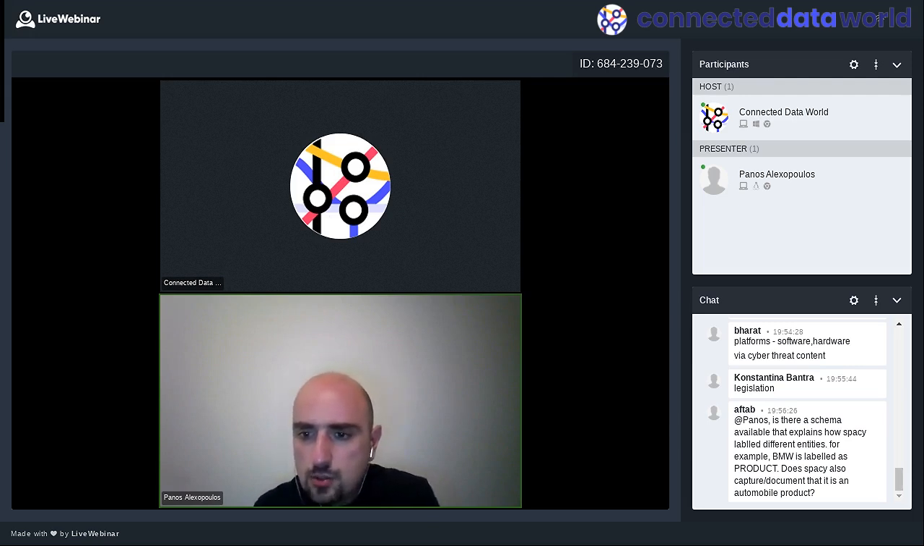Does spaCy also, a question by Panos, is there a schema available that explains how spaCy labels different entities? For example, BMW is labeled as a product. Does spaCy also capture that it is an automobile product? I think it's what I showed earlier. It doesn't have a more elaborate schema. The main entity types that it supports are those that you saw in the table that I have in the notebook.